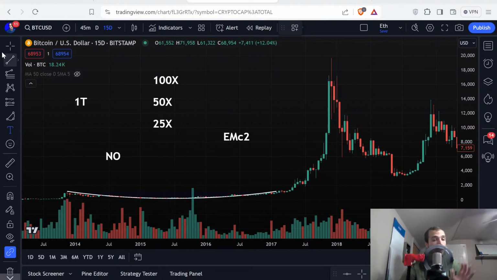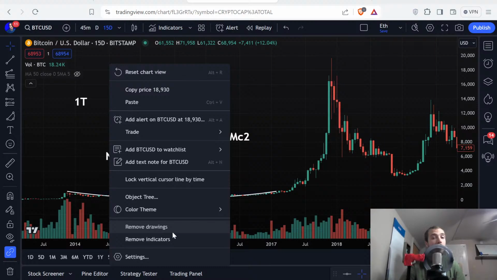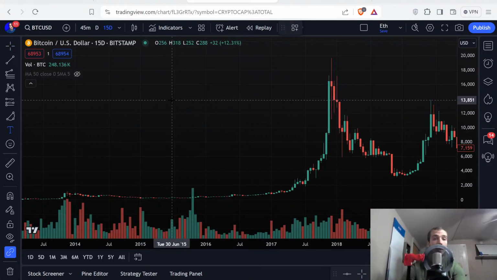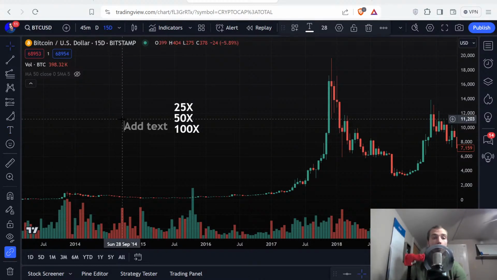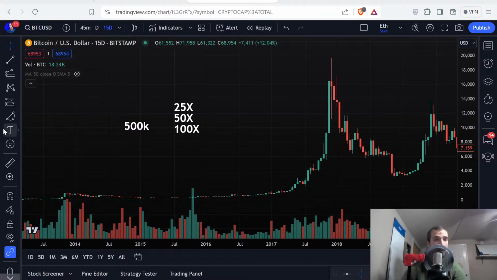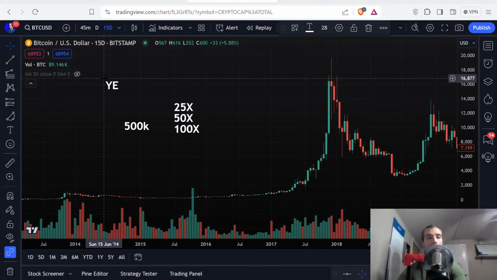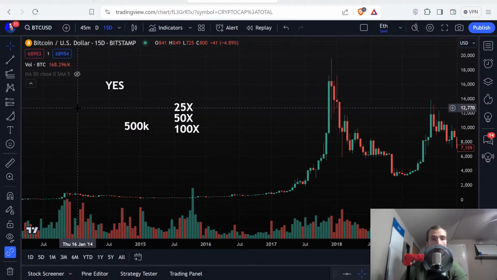All right? Just being honest with you. However, there are coins out there that are set up for 25x because of the size of their market cap. Even lower market cap coins that are set up for 50x. And even lower market cap coins that could do 100x. Now, is it possible if something has 500K in market cap to do 100x? Yes. That's 100% possible.